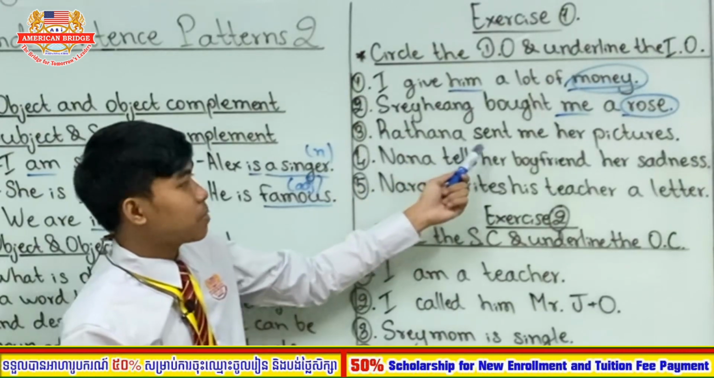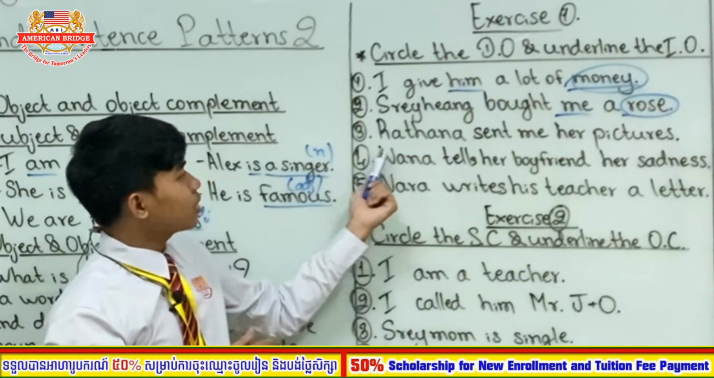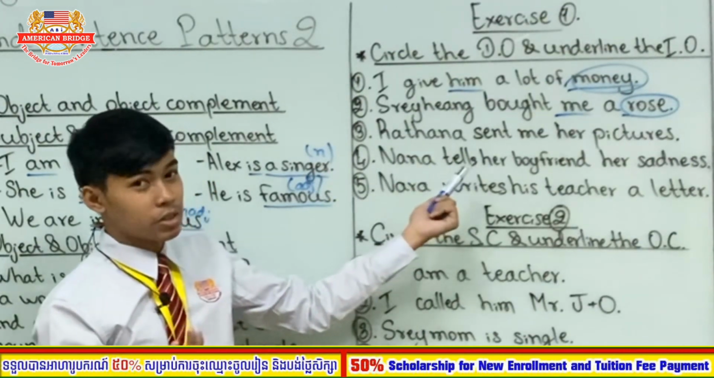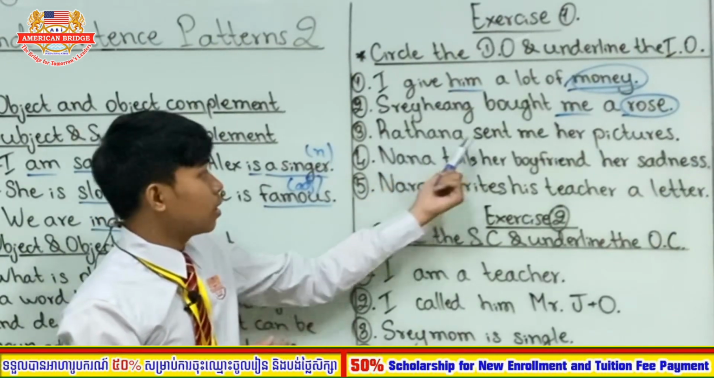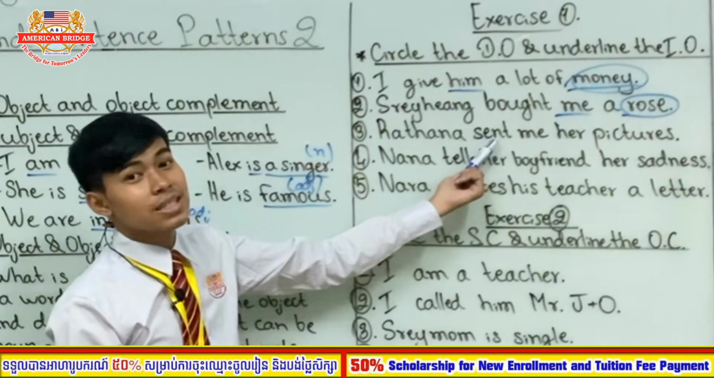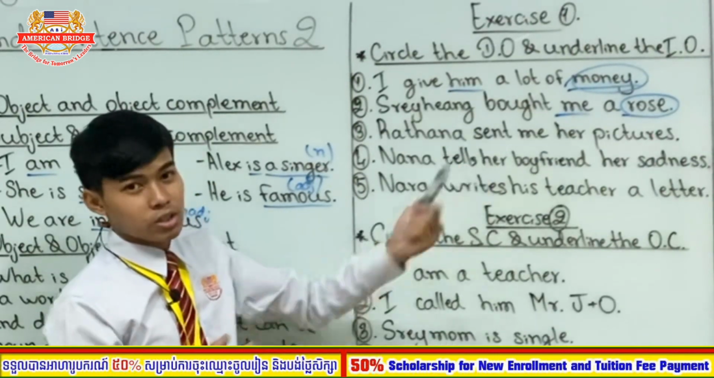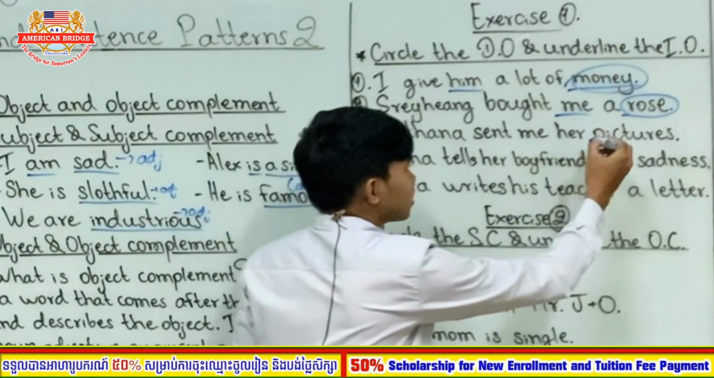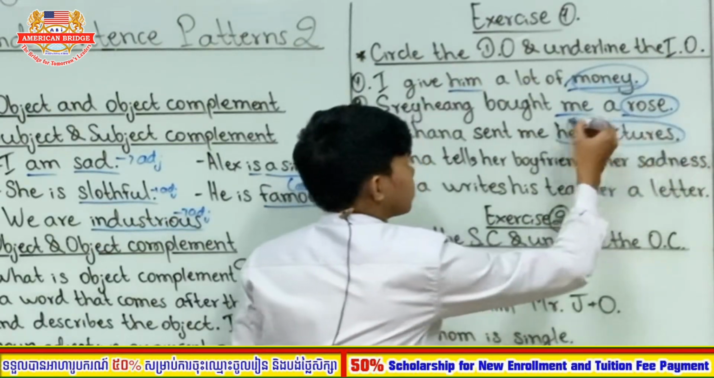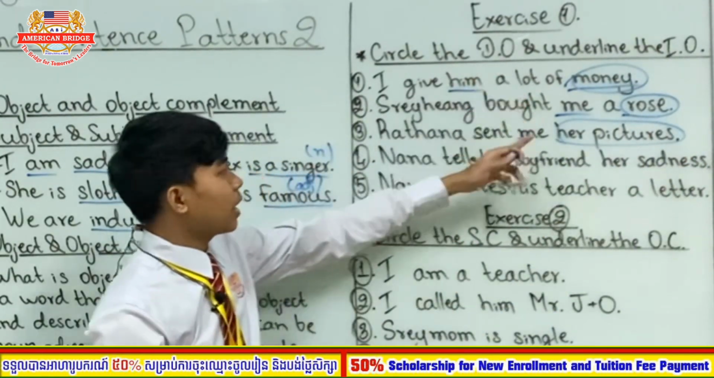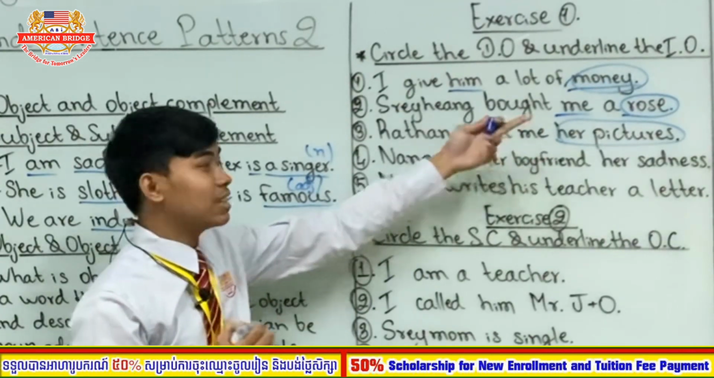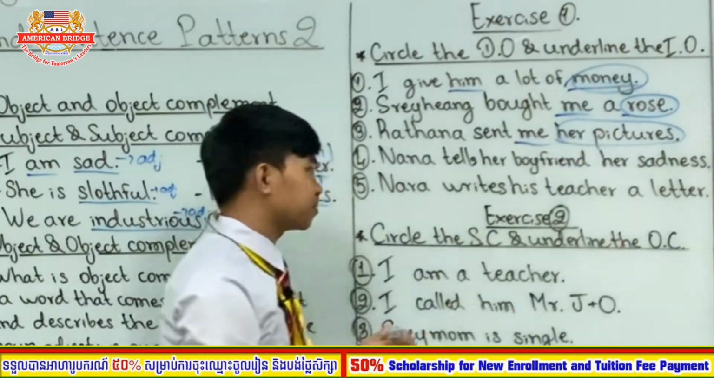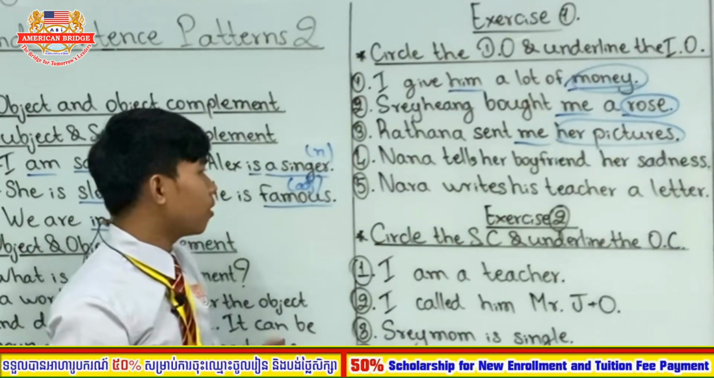Ratana sent me her pictures. Ratana sent me her beautiful pictures. Okay. So the subject is Ratana. The verb is sent. Send what? Send her pictures. So her picture is what? Her picture is a direct object, and me sent to whom? Sent to me. So me is an indirect object, so we have to underline. Let's go to number 4.